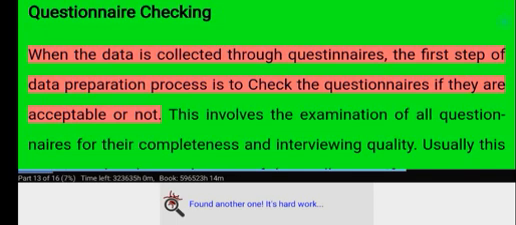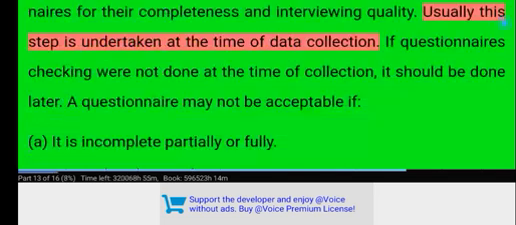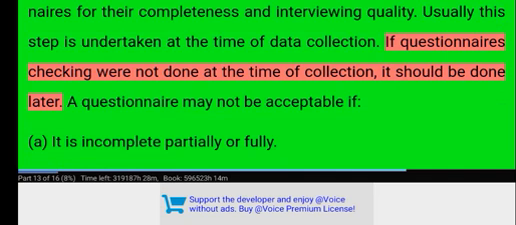Questionnaire checking. When the data is collected through questionnaires, the first step of data preparation process is to check the questionnaires if they are acceptable or not. This involves the examination of all questionnaires for their completeness and interviewing quality. Usually this step is undertaken at the time of data collection. If questionnaire checking was not done at the time of collection, it should be done later.